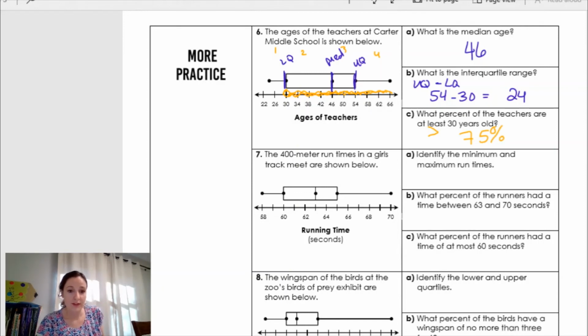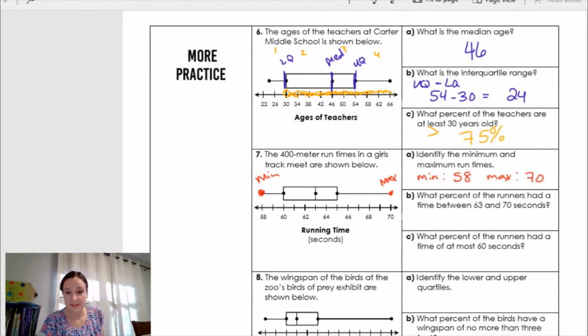Let's look at one more. The 400-meter run times in a girls' track meet are shown below. Identify the minimum and maximum run times. The minimum is all the way to the left, and your maximum is all the way to the right. So you could tell me that the minimum is at 58 and your max is at 70.